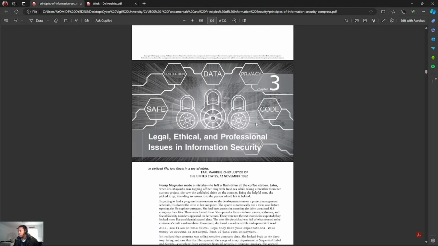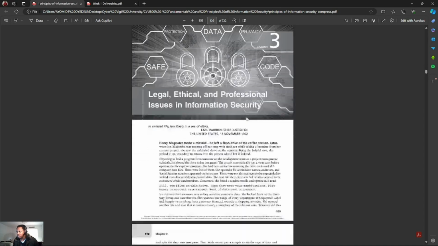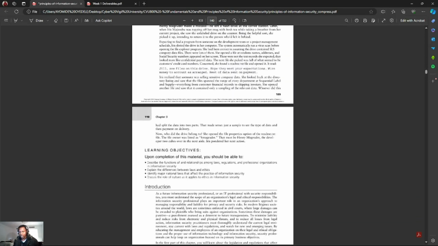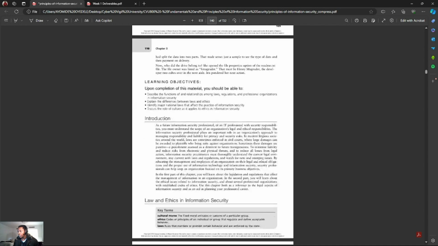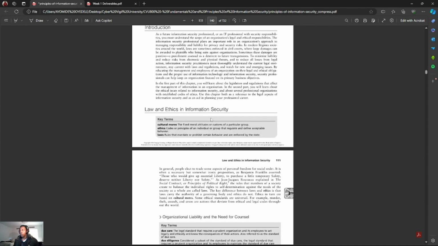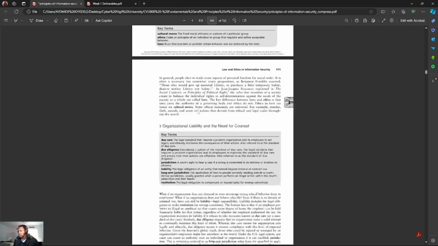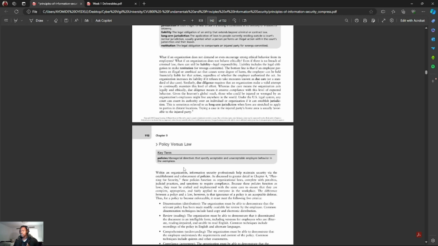chapter 3 finally talks about the legal, the ethical, and professional issues in information security, right? So now we are looking at the law and ethics in information security. This is where we talk about things like organizational liability and the need for counsel. We want to look at due care, due diligence, jurisdiction, liability, long-arm jurisdiction, restitution. All these are terms that are actually familiar when we talk about laws and policies.